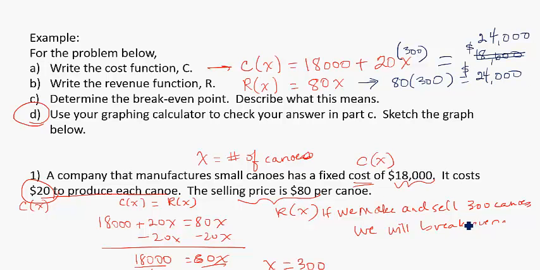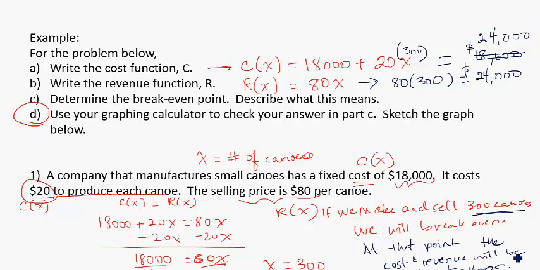So I get my break-even point is when I make and sell 300 canoes, and at that point the cost and revenue will be $24,000.